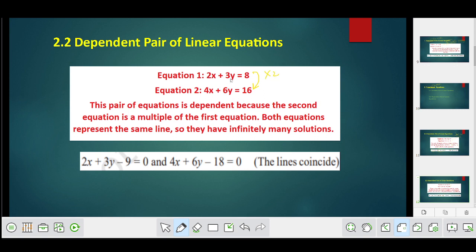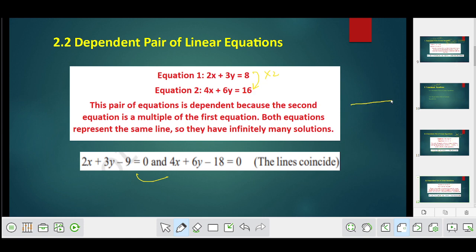2 times 2 is 4, 2 times 3 is 6, 2 times 8 is 16. So we can say that the pair of equations is dependent because the second equation is a multiple of the first equation. Both equations represent the same line, so they have infinitely many solutions. Here is another example: 2x plus 3y minus 9, 4x plus 6y minus 18. If we multiply the first, we can get the second. So we can say these lines just overlap each other.